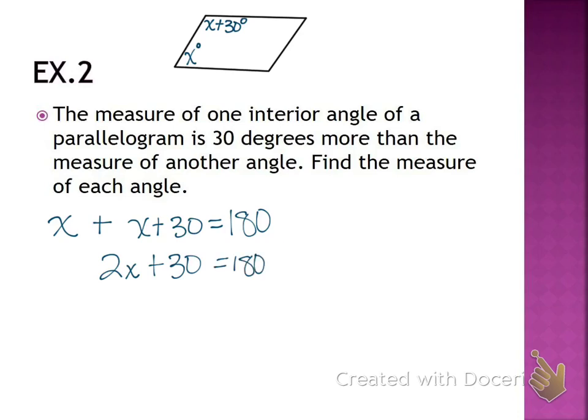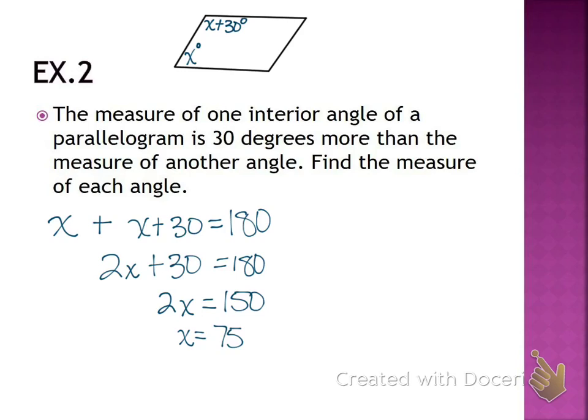To continue solving this, what should I do? Subtract 30, 2x equals 150. Then we would divide, x equals 75. Are we done? Not quite. What did the question ask for? Find the measure of each angle. How many did we find?